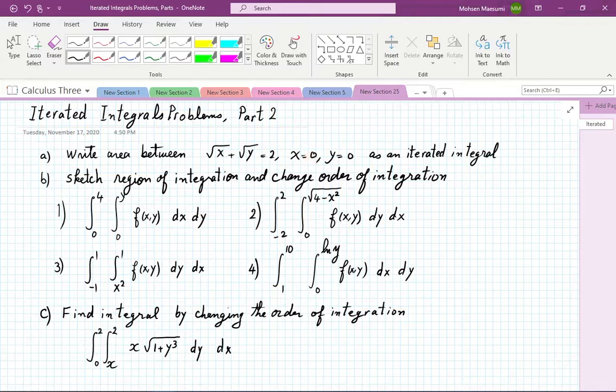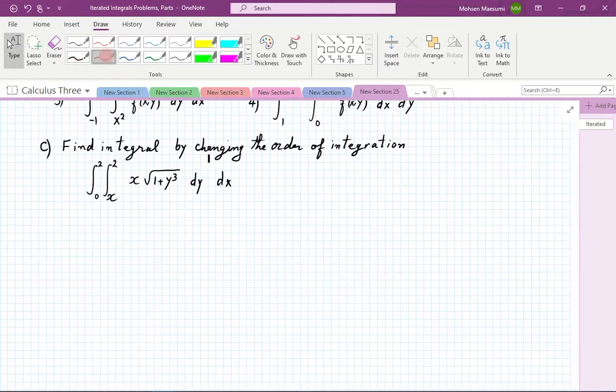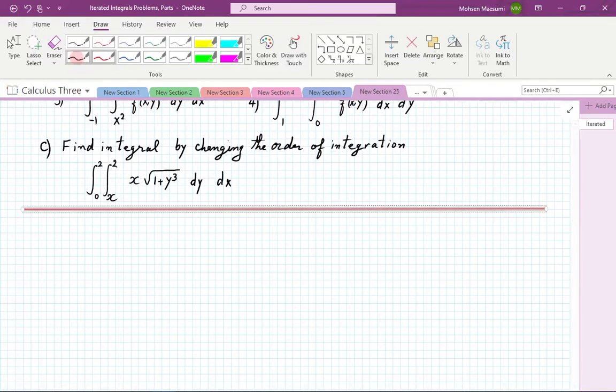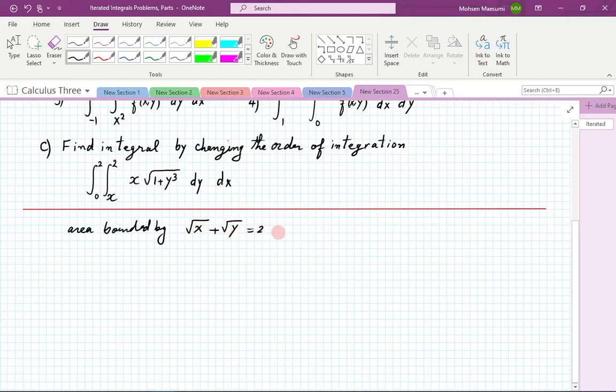So I have some curve here which is described as radical x plus radical y is equal to 2. Obviously our x and y have to be positive here for this to make sense. These two are just the y-axis and the x-axis. So the area that's limited by all three, what is that? Let's go back to a quick sketch of this. So, area bounded by radical x plus radical y is equal to 2, x is equal to 0 and y is equal to 0.